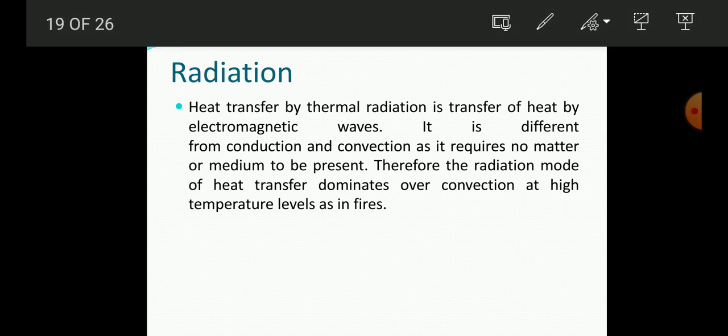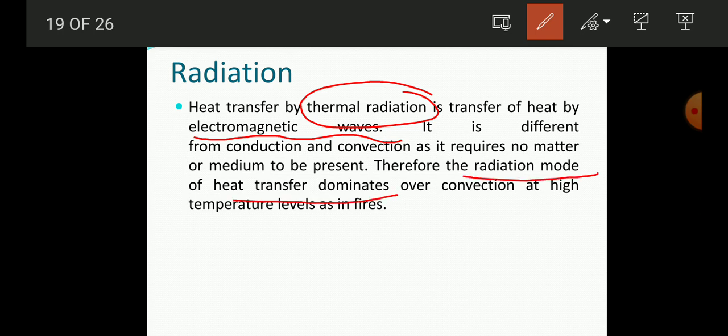Radiation is the heat transfer by thermal radiation, and here electromagnetic waves are used. For the transfer of electromagnetic waves, there is no requirement of any medium. That is why radiation does not require any medium to transfer. Therefore the radiation mode of heat transfer dominates over convection at high temperature levels, as in fire cases.